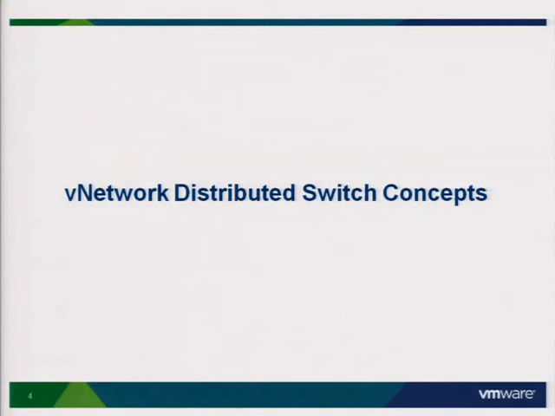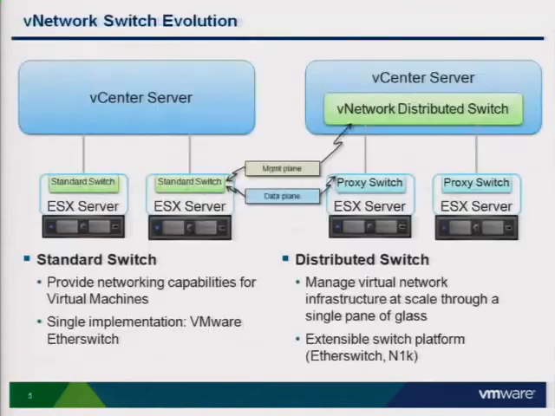All right, so the first section: vNetwork distributed switch concepts. What have we tried to do here? First, in the ESX 3.0 timeframe, we decided to enable the consolidation use case. For that, we went out and built this simple switch that actually provides networking for virtual machines so as to enable consolidation. This simple switch is also called the vNetwork standard switch.